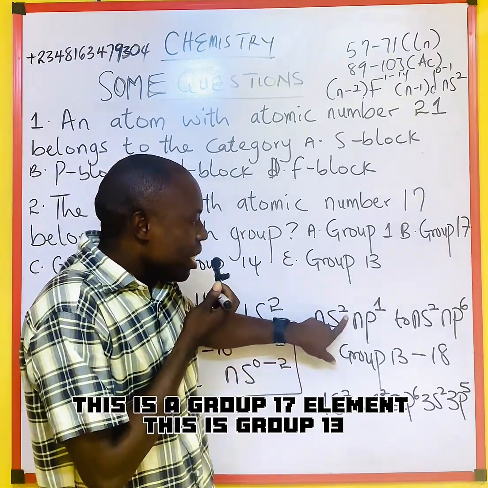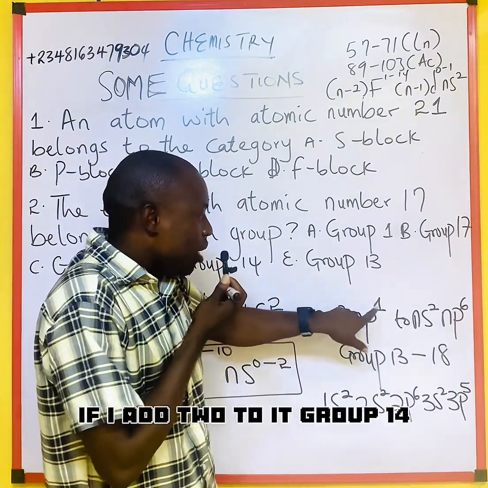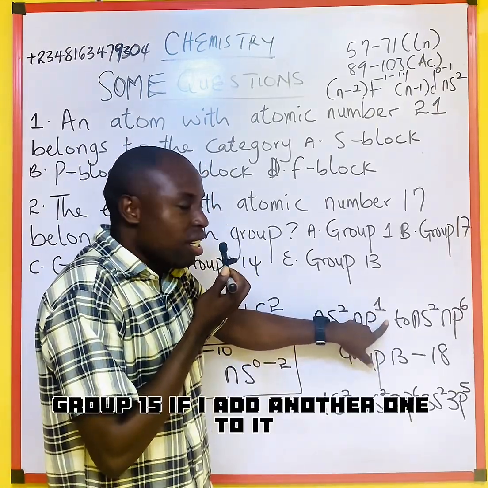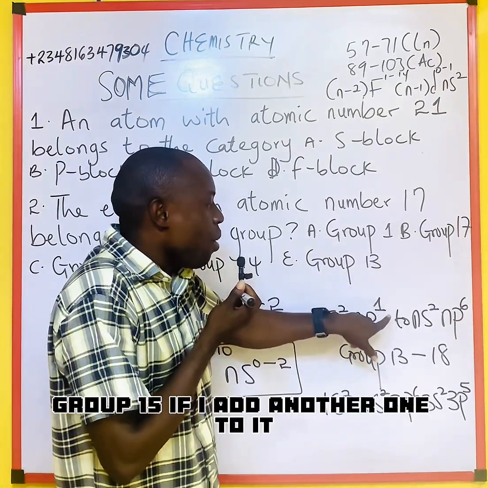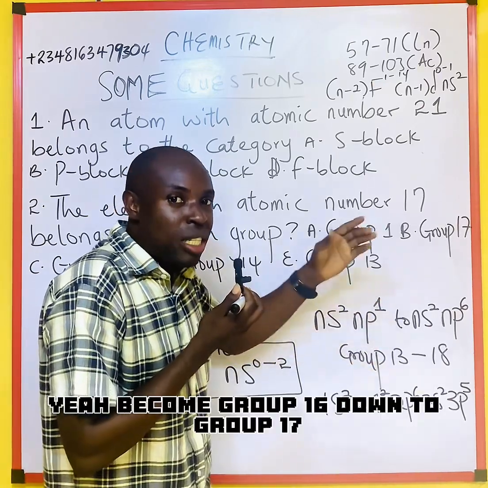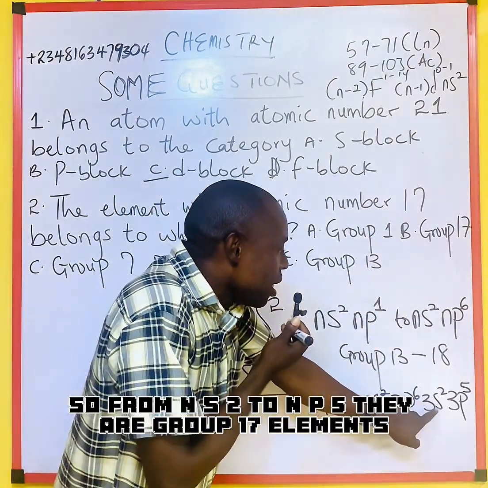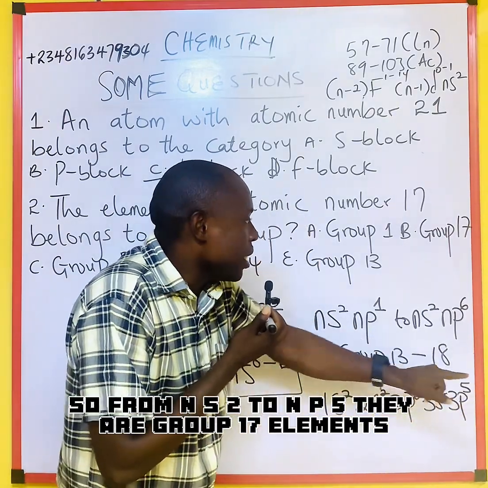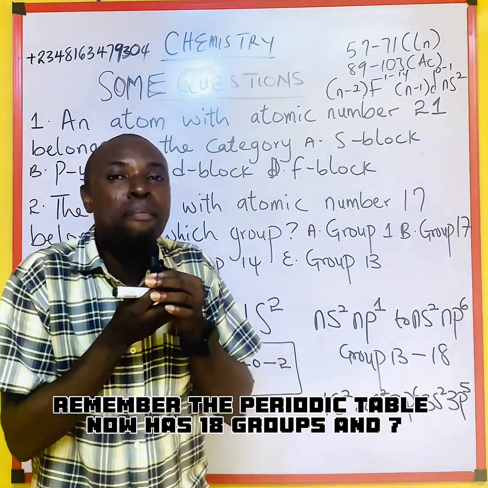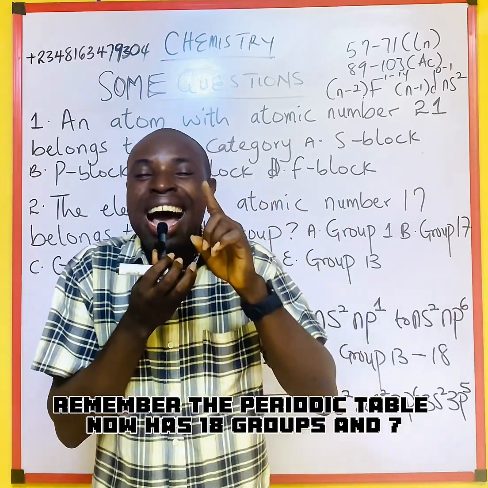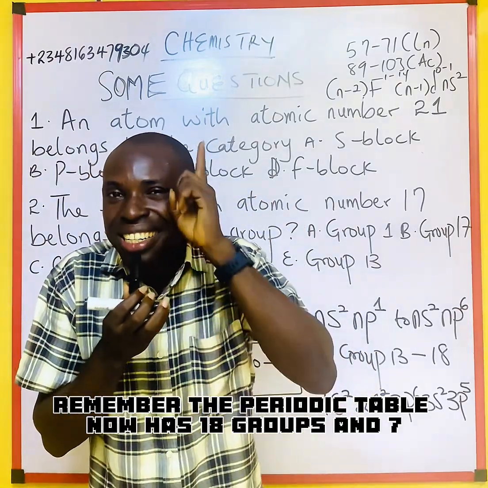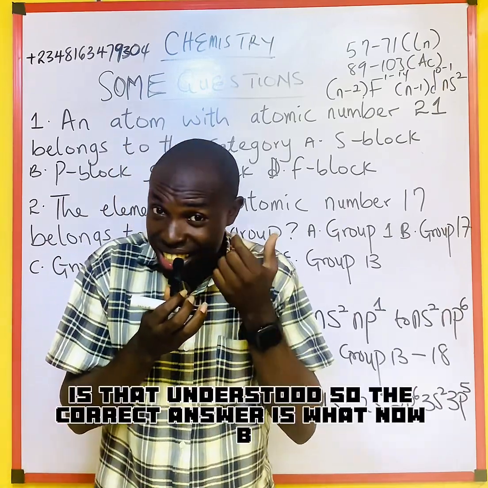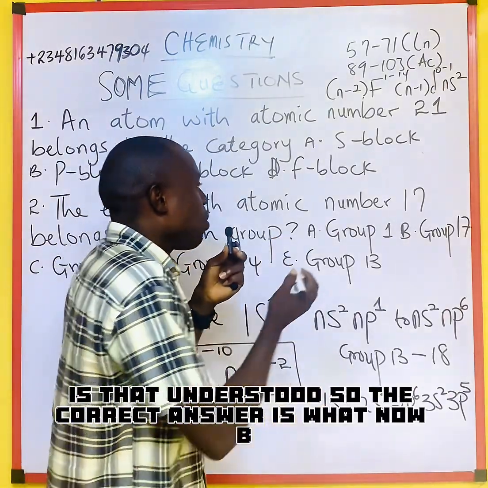This is group 13. If I add 2 to it, group 14. If I add 3 to it, group 15. If I add another one, it becomes group 16, down to group 17. So from ns2 np5, they are group 17 elements. Remember, the periodic table now has 18 groups and 7 periods. Do not get it twisted. Is that understood? So the correct answer is what now?